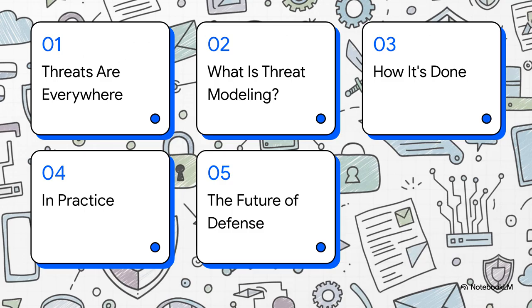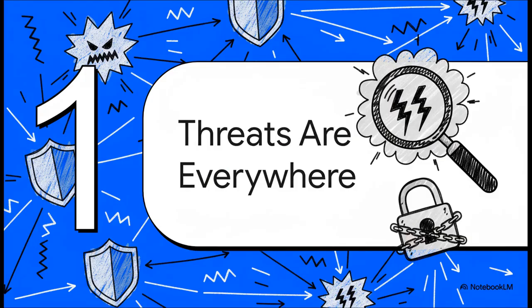So, how do we even begin to defend against threats this big? Well, here's the roadmap for this explainer. We're going to look at the modern threat landscape, then we'll define what threat modeling actually is, walk through how it's done, see it in action, and finally, look at what this all means for the future of cyber defense. All right, let's dive right in.